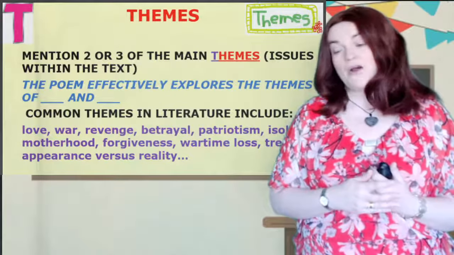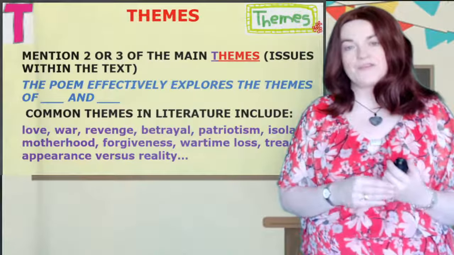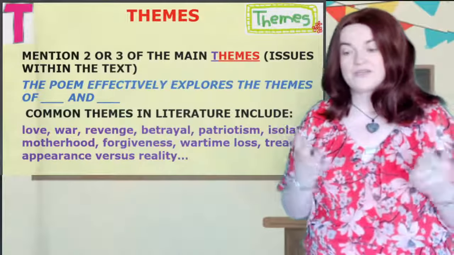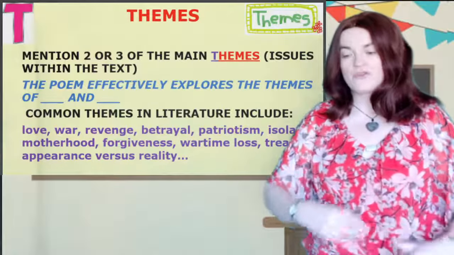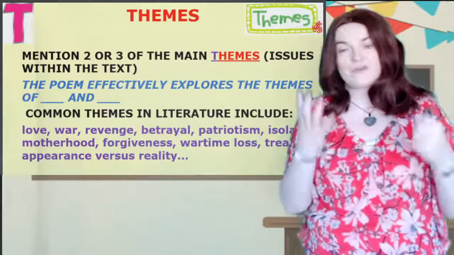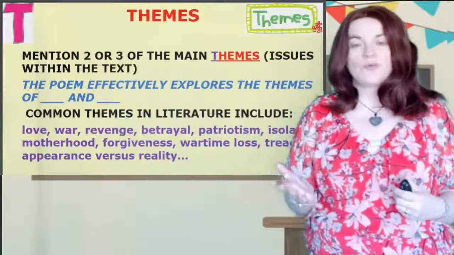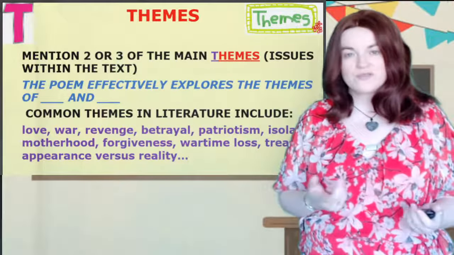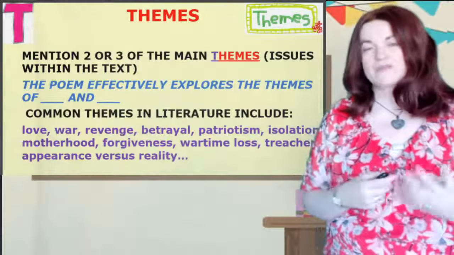Then the last part of this is T, the other T, themes. Mention 2 or 3 of the main themes in the text. So that's the issues that it explores. What ideas and issues does it look at? So there's a couple of ways you can do this. If you're more like junior or maybe Nat 5, you could get away with doing: the poem effectively explores, or whatever the text is, explores the themes of, and okay, so common themes are things like war, love, conflict, loss, betrayal, treachery. There's some on the board up here. There's loads of different themes.